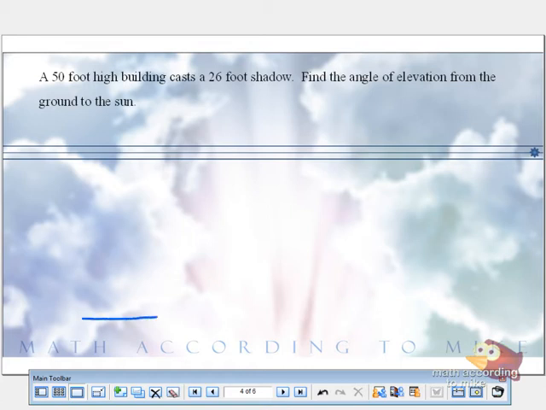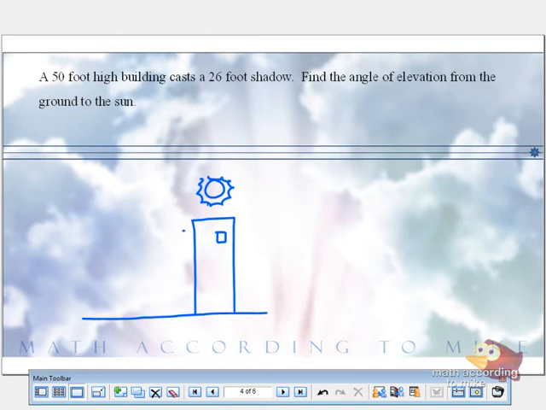Very good. So there's the ground. Here's the building. It has only one window for the president. Here's the sun. So the sun's going to make it cast a shadow. So that means this right here is the shadow.